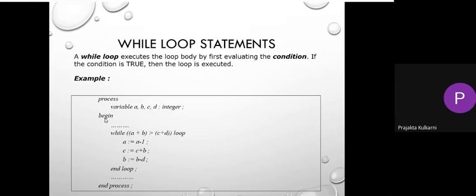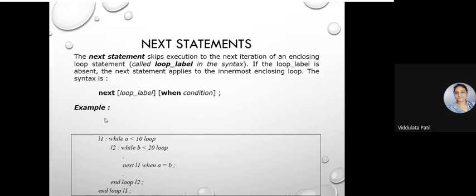2 times. Yes. Okay. So third time it will be out of the end of the loop. Okay. So this is the while loop statement. Then after that there is one more type of sequential statement, that is the next statement. Now what this next statement does, it skips execution to the next iteration of an enclosing loop statement. Okay, and then it proceeds with the next iteration.